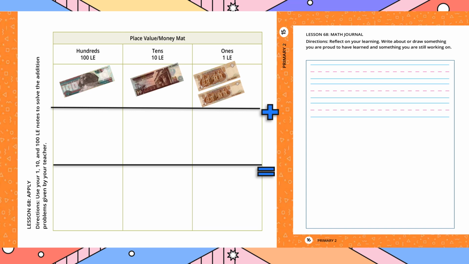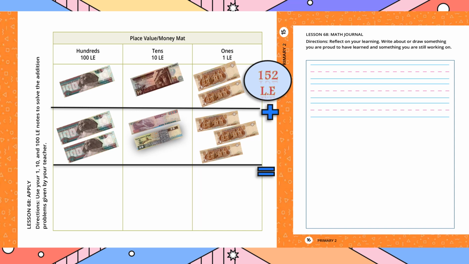Let's move to lesson 68. Here we have some banknotes and we want to present it by numbers. In hundreds, we have 100. In tens, we have 50. 100 plus 50 equals 150 pounds. In ones, we have 1 plus 1 equals 2. So 150 plus 2 equals 152 LE. Plus what?